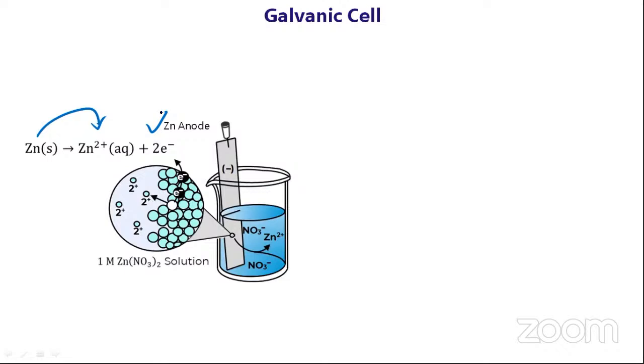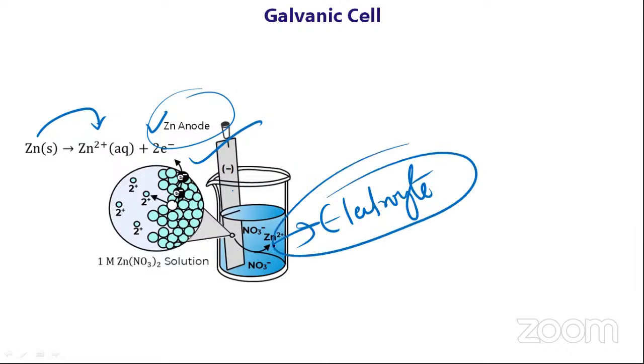Here the zinc is called the anode, and whatever solution is there, you are going to call it the electrolyte. Clear? I hope everybody understands this one.